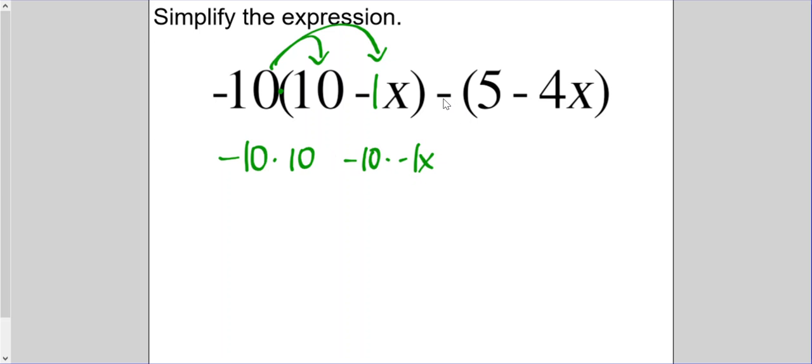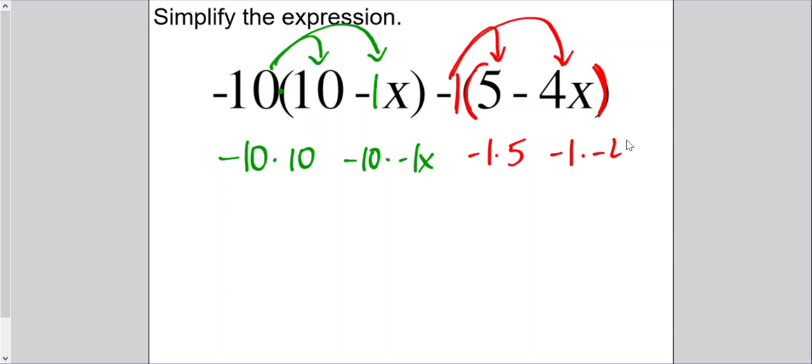This minus sign, it's really saying I'm subtracting that whole difference. I'm subtracting everything inside of there. So I'm subtracting a 5, and I'm subtracting this negative 4x. An easier way to see it might be to think about this as distributing a negative 1. Negative 1 times 5, and negative 1 times negative 4x.